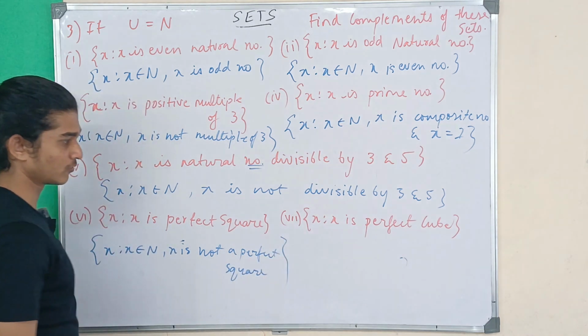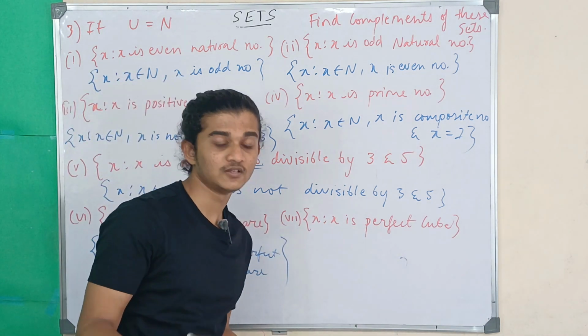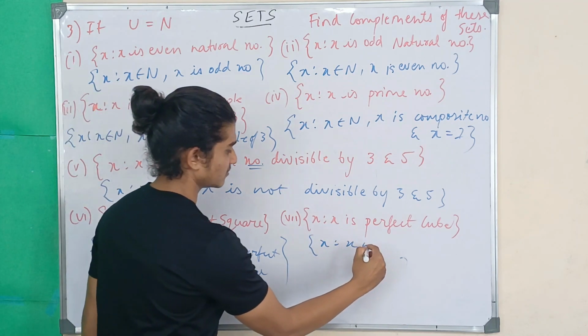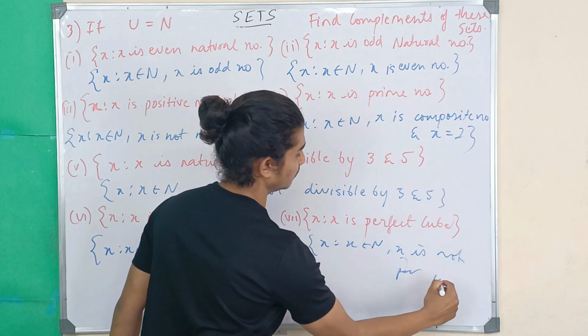Exact same thing goes for this also. Set of all x such that x is a perfect cube. If you remove all the perfect cubes, you're left with the numbers which are not perfect cubes. Set of all x such that x is a natural number and x is not a perfect cube.